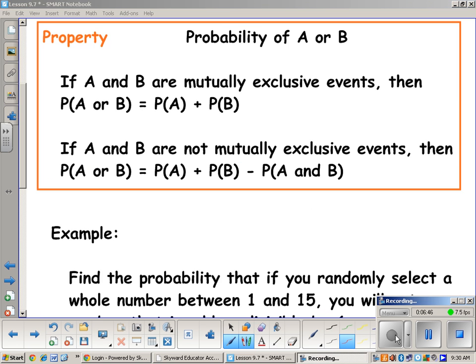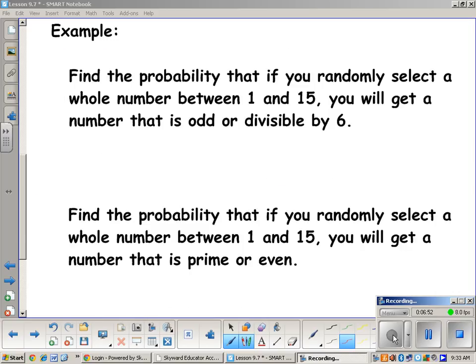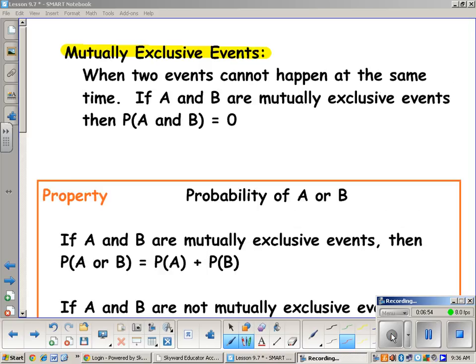Mutually exclusive. Go ahead and copy down these examples and we'll talk about them. So mutually exclusive events are 2 events that cannot happen at the same time. So if A and B are mutually exclusive, then the probability of A and B is equal to 0. If they can't happen at the same time, then the probability of both of them happening at once is 0.